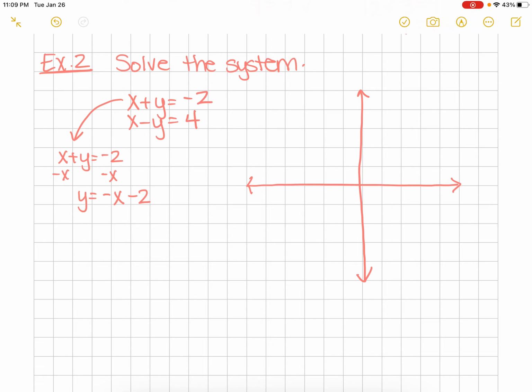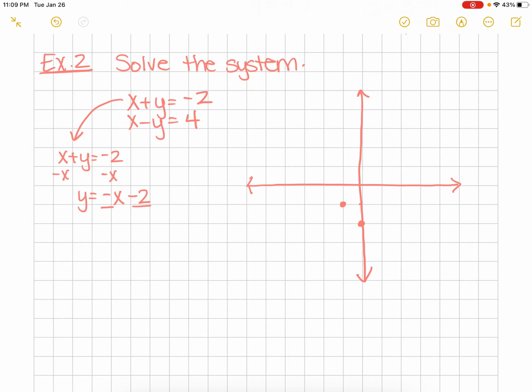Okay, so for my graph, my y-intercept is negative 2. That's right here. And my slope is negative 1. Okay, so negative 1 means I'm going to go up 1 and to the left 1, right? So that's negative 1. Now, before I draw the line, I want to stop and take a minute to show you how important this line is.